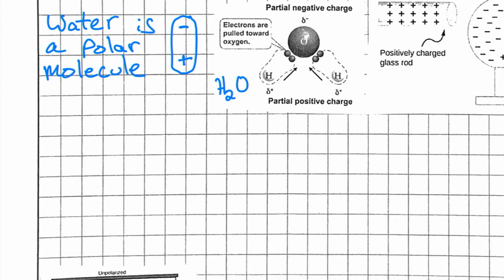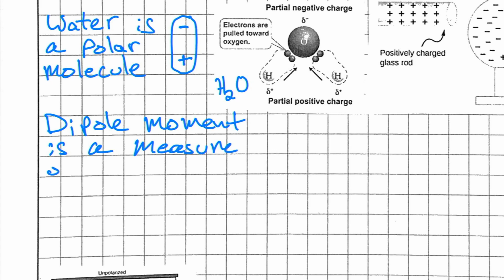Now, there is something called the dipole moment. And the dipole moment is a measure of how polarized an arrangement of charges is.